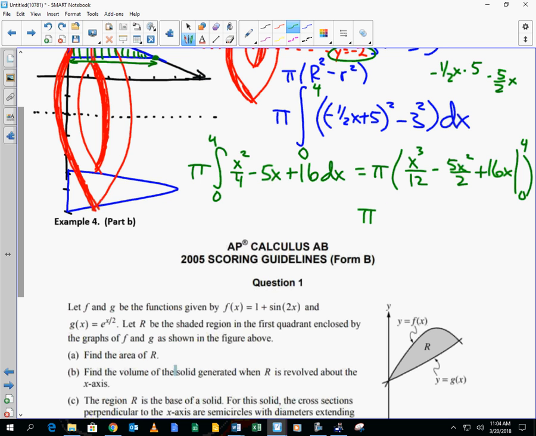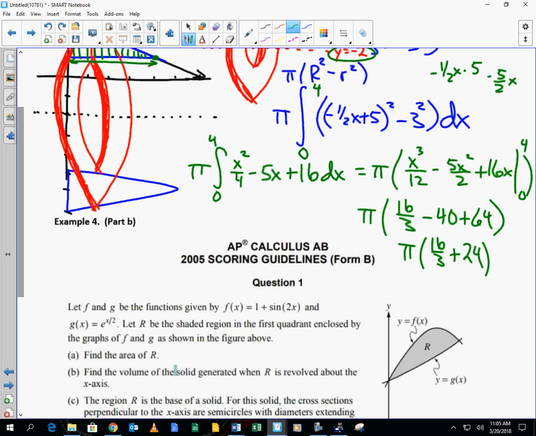So pi times 16 over 3 minus... all right, plug in 4. 4 squared is 16 times 5, 80 divided by 2, 40. Plus 16 times 4, 64. 64 and negative 40 make 24. So we have pi times 16 over 3 plus 24.